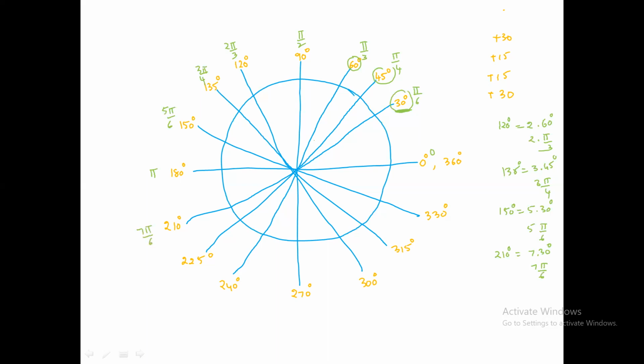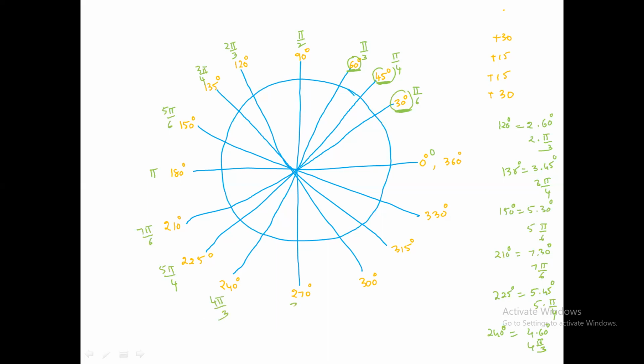Now for 225, the opposite, that is 45 degrees, I will use. 225 is 5 times 45. 45 is pi by 4. So 5 pi by 4. For 240, I will use the opposite 60 degrees. 240 you can write 4 into 60. 60 is pi by 3. So 4 pi by 3.